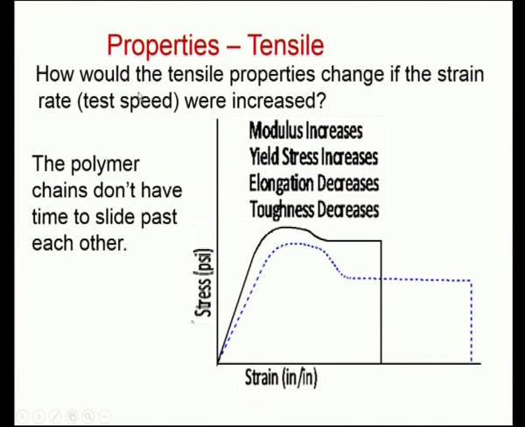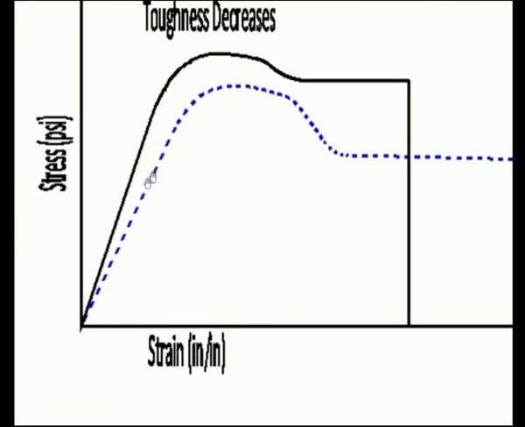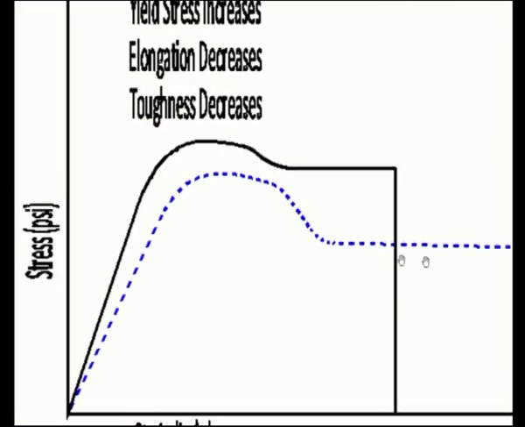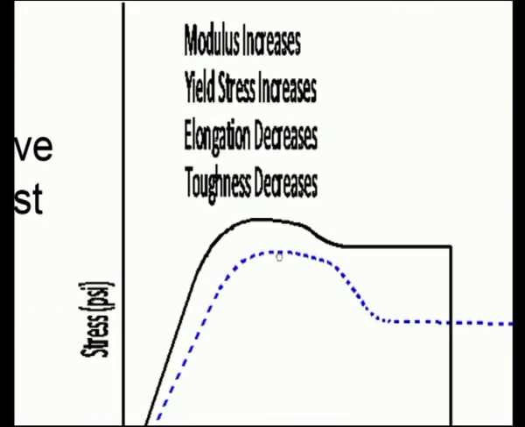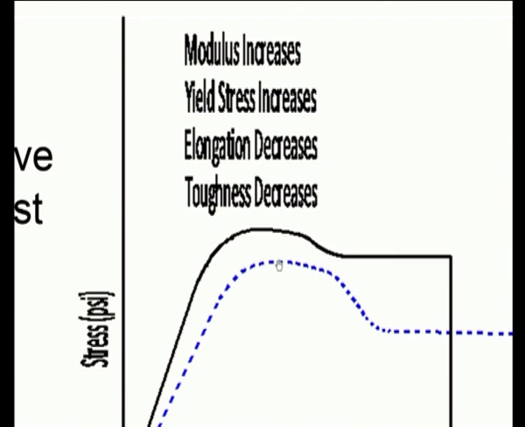If the test speed is increased, the polymer chains do not have time to slide past each other. As a result, there will not be any morphological changes inside the polymer sample. So here also you could see this blue dotted curve is the original curve, and then the thick line is the curve obtained after increasing the strain speed. So the modulus will increase, the yield stress will increase because it is more like the original shape, whereas the elongation will decrease because the material is more rigid, and then the toughness would also decrease.